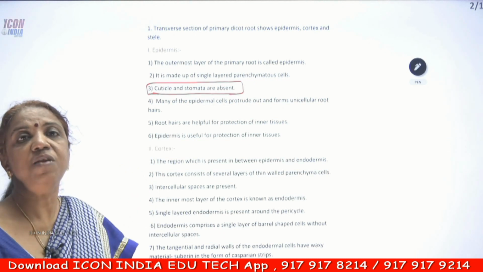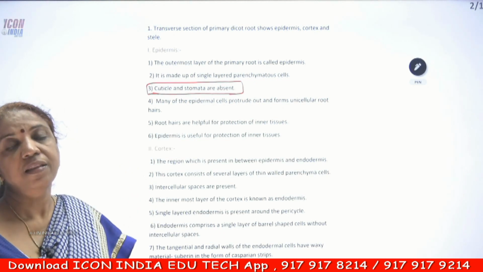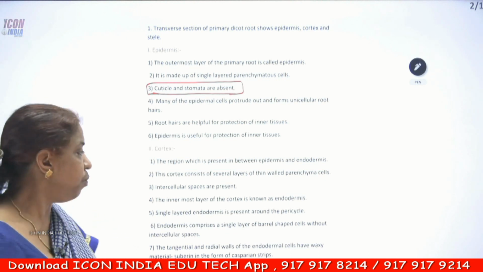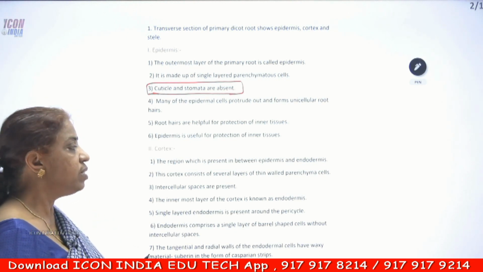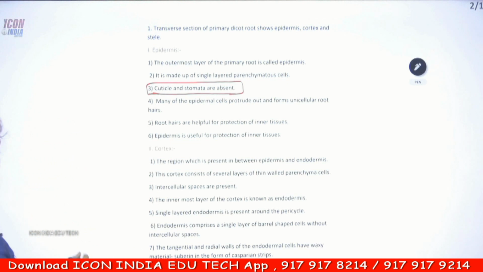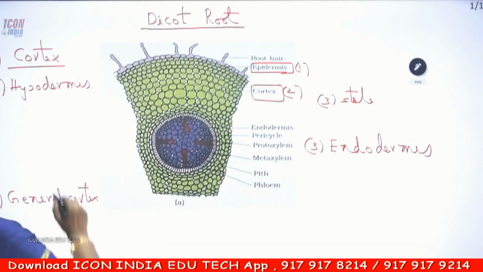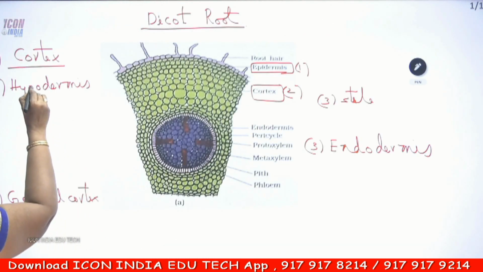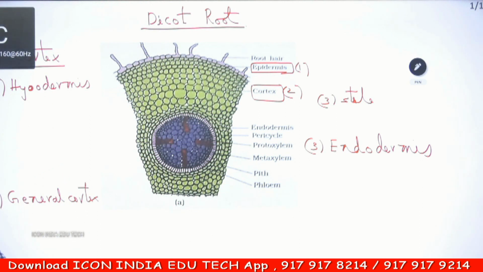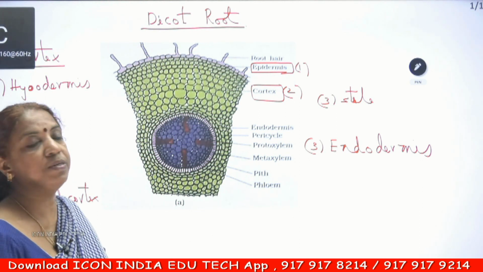It consists of thin wall parenchymatous living cells. The main function of the cortex is storage of food materials. Look there, here. So this is the hypodermis. The next one is the general cortex and the last one is called the endodermis.